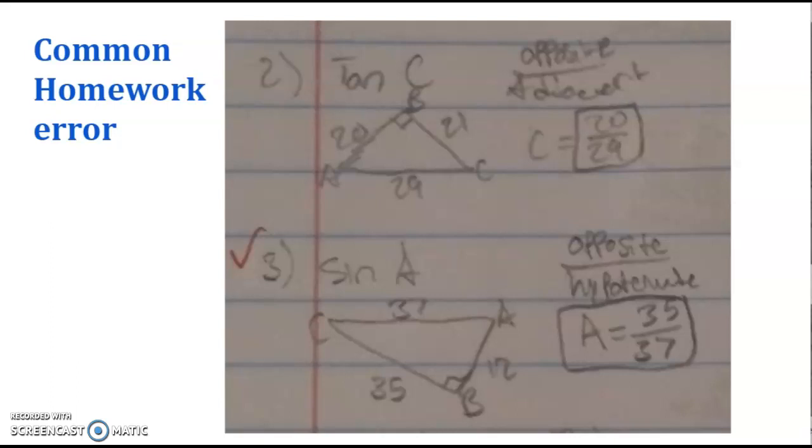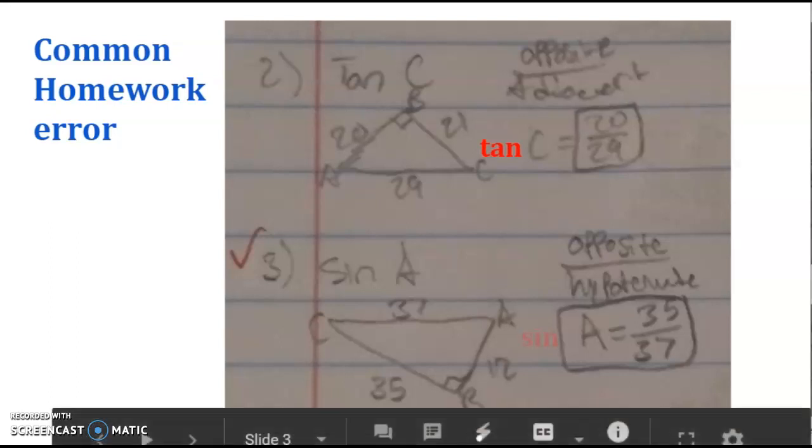When you just write C is equal to, you're referring to the angle measure C is equal to 20 over 29. That's not true. This is not the angle measure, this is the ratio. So what you really need to have is tangent of C, which is what you had as a question to begin with. So tangent of C is equal to 20 over 29. And again, this should be sine of A is equal to 35 over 37.